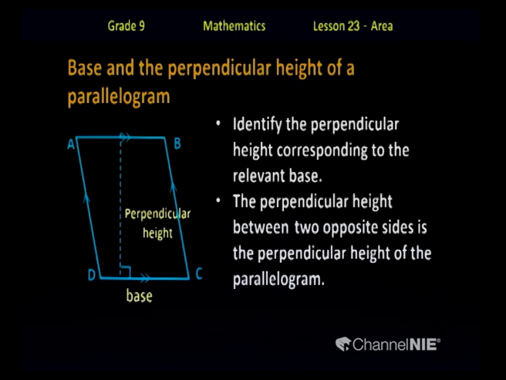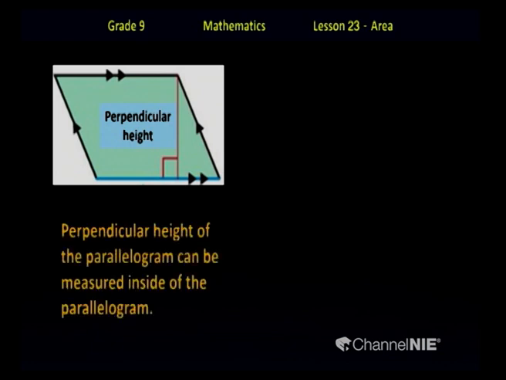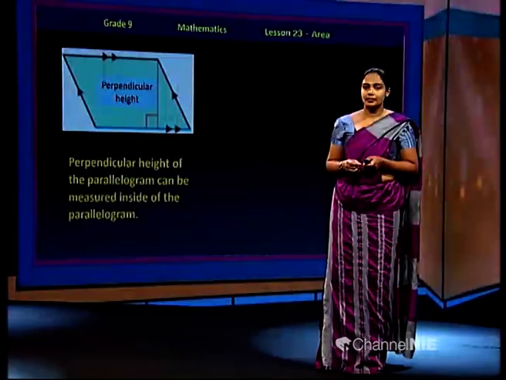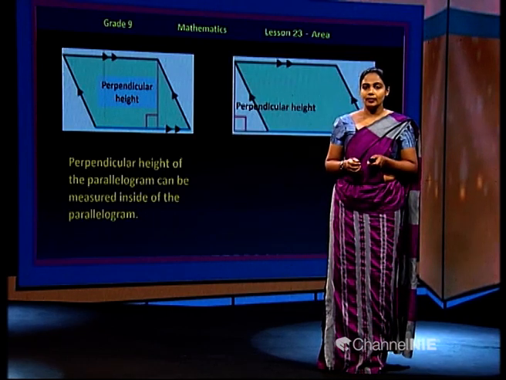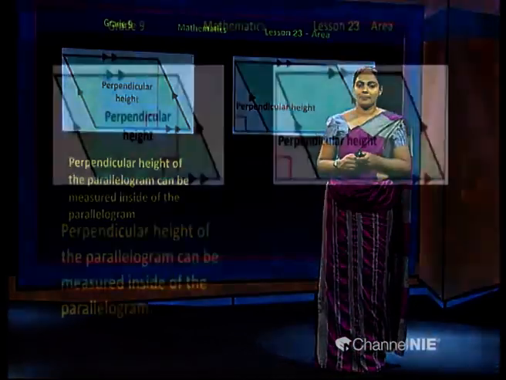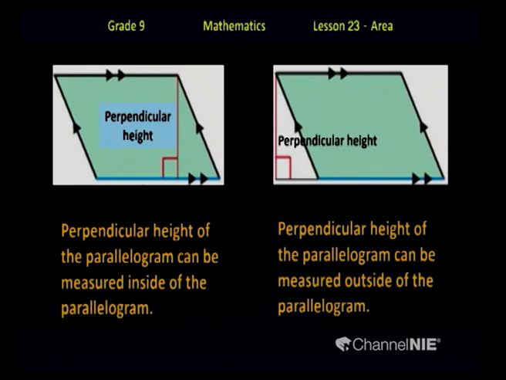Now let's see this one. In this diagram, you can see the perpendicular height. The relevant base is highlighted using color blue, and the perpendicular height is drawn inside of the parallelogram. Now what happens in this diagram? Where is the perpendicular height? The perpendicular height is drawn outside of the parallelogram.